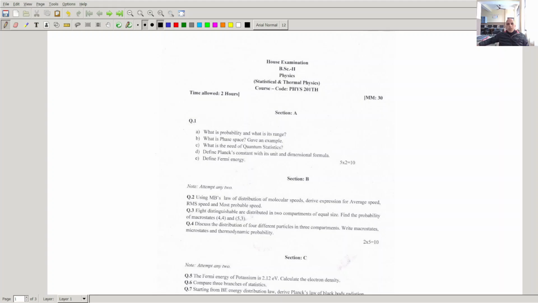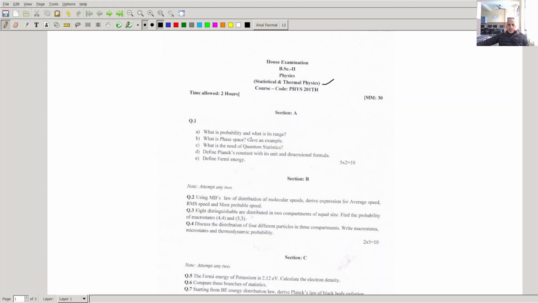Today we are going to start solving the question paper of the house examination which took place in the month of December 2024, right? You can see here the question paper of statistical and thermal physics. This question paper has three sections: section A, section B, and section C, right?